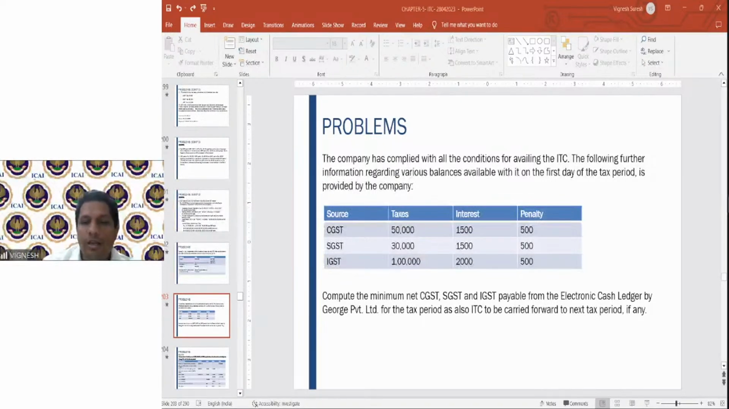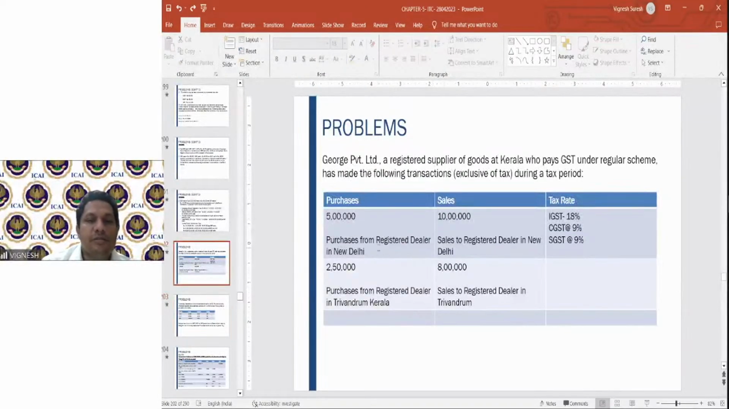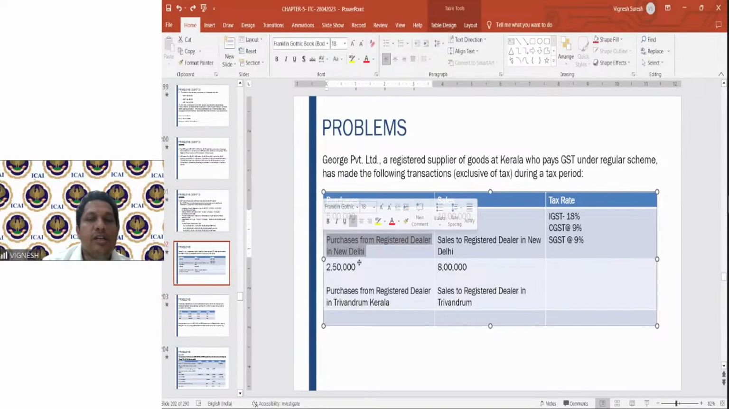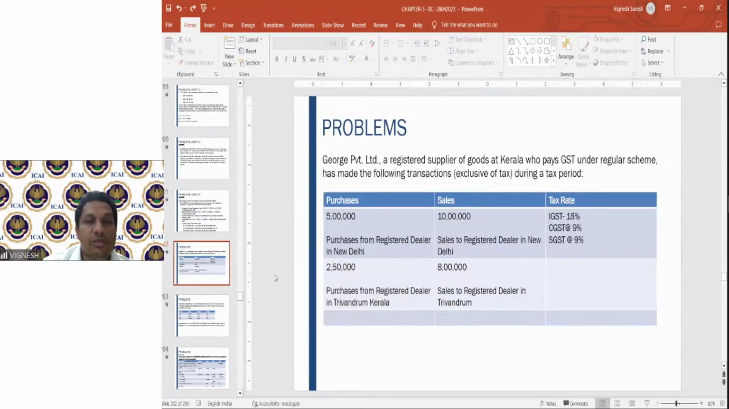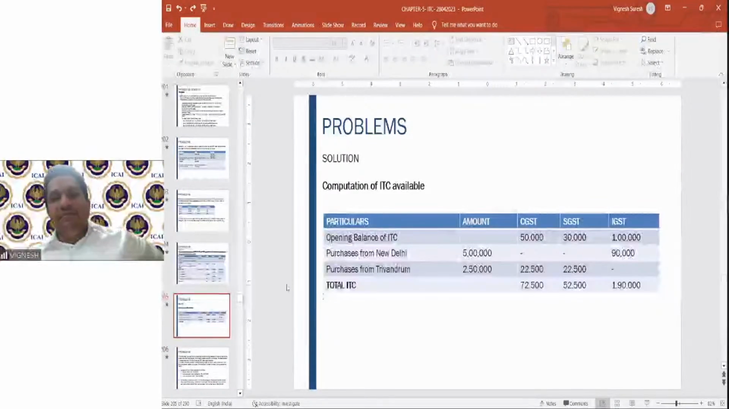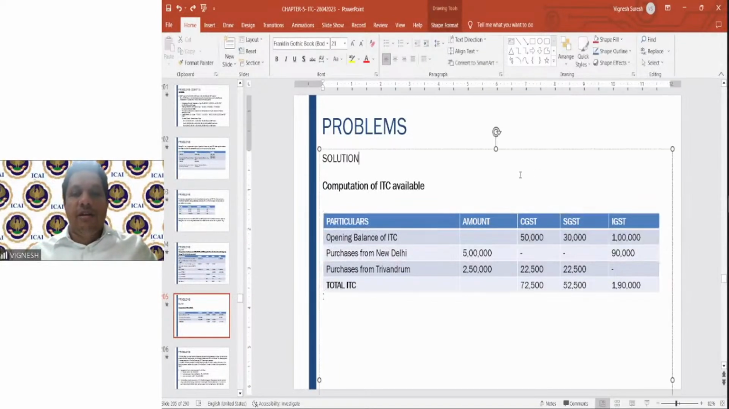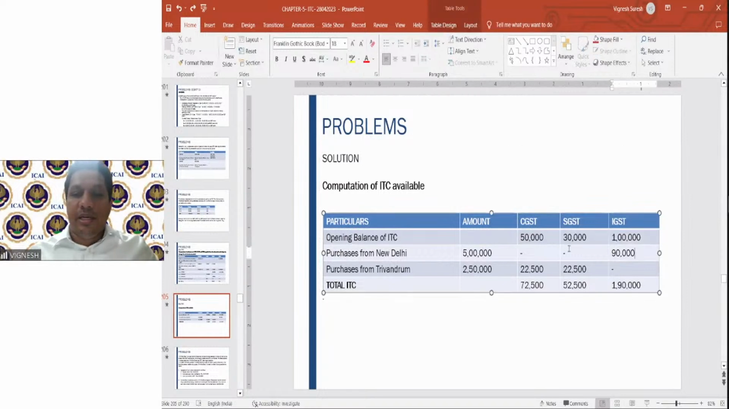Another important point is this is the opening balance of the tax which is there. Apart from this, there are also purchases which are happening. So purchase from a registered dealer in New Delhi, 18% will come on this. So 18% of 5 lakhs, 90,000 credit of IGST will come. On the CGST, SGST will come. So what is the ITC which is available? Opening balance is these three, which is clearly given. Purchase from New Delhi 5 lakhs, 18% is the IGST. So IGST balance total you have 1,90,000.